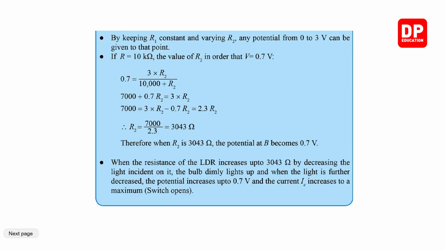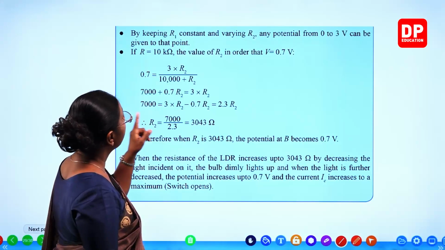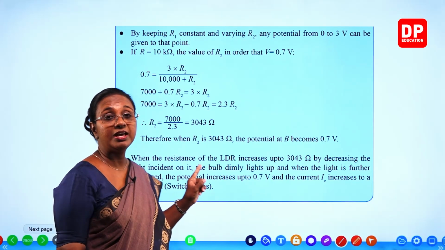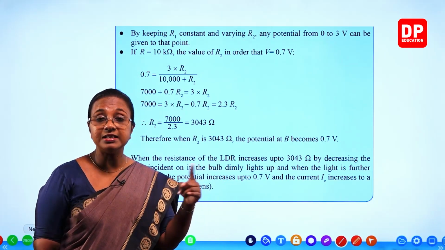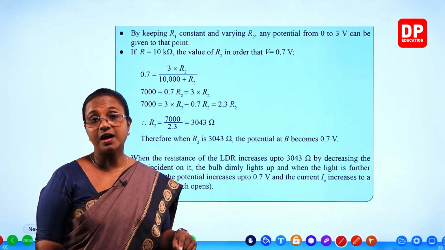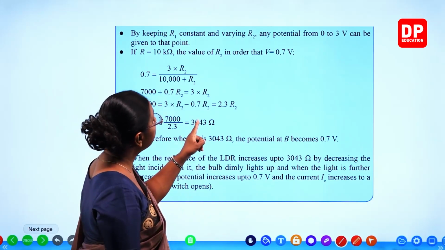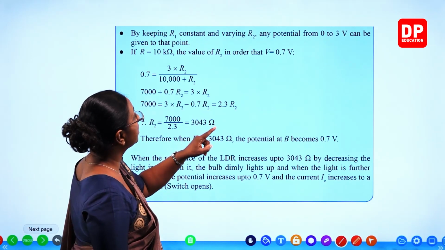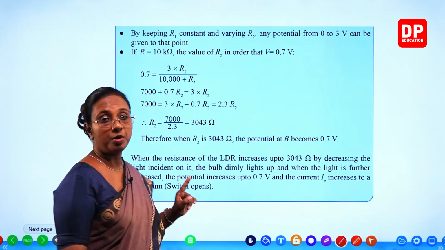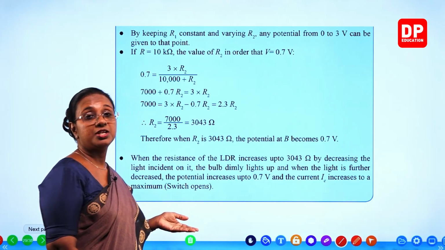So, by keeping R1 constant, we adjust the volume controller, we keep it constant. So, R1 is constant. And varying R2, how do we vary R2? By changing the light incident on R2, because R2 is an LDR. Any potential from 0 to 3 volt can be given to that point. So, you can change the potential difference.